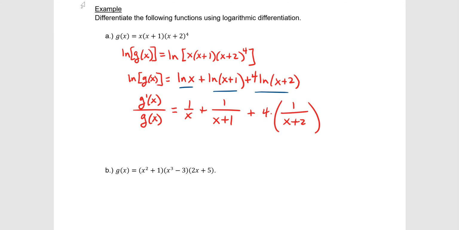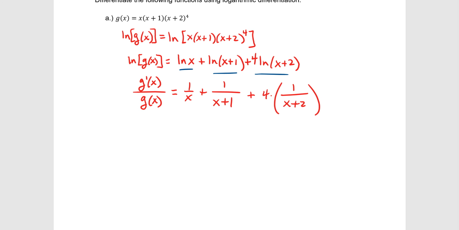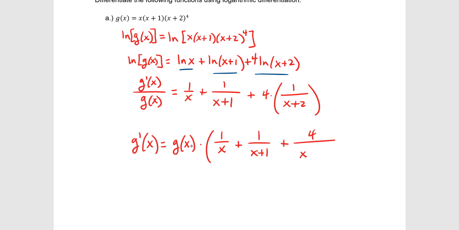So we're almost done. Let me just move this one away. All we have to do is solve for g prime of x, and we have to do that by multiplying both sides by g of x. So if we multiply g of x to the right, we get this. G of x times that whole entire expression on the right. I'm going to rewrite that last term as 4 over x plus 2. It looks a little cleaner.